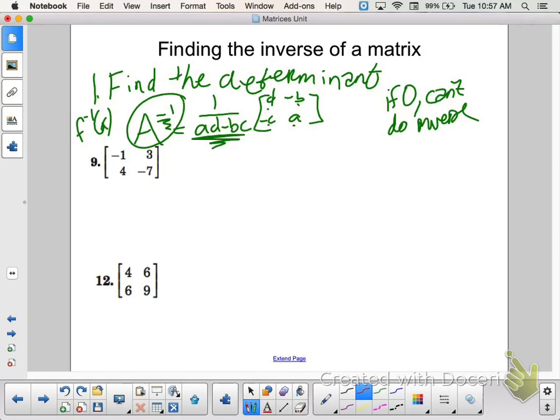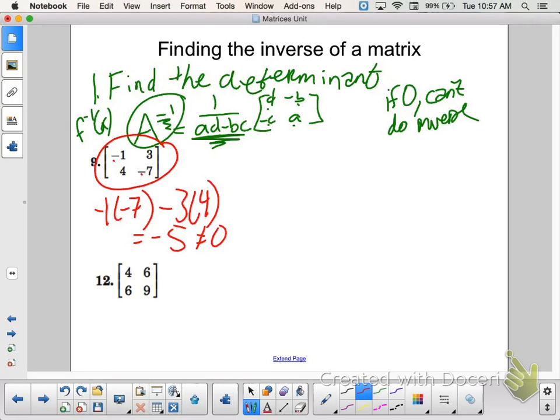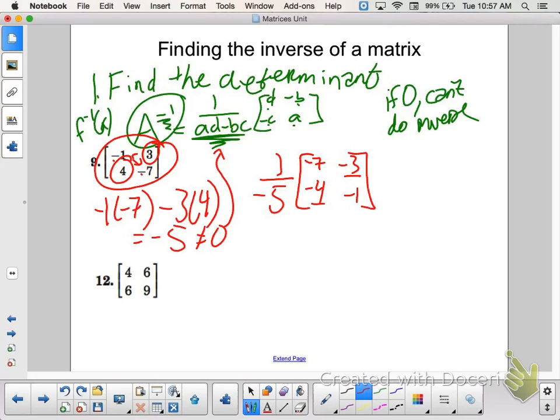So doing an example, if we look at this one right here, first I want to find the determinant. So this times this, so -1 times -7, minus 3 times 4 gets me -5. Since that is non-zero, I'm going to go to this. So I do 1 over -5, and I have this matrix. What that means is I'm going to swap these numbers, so I'll get -7 and -1, and I'm going to do the opposite of these numbers, so -3 and -4. Notice that these ones stay in the same place.